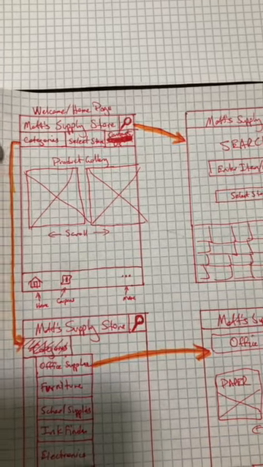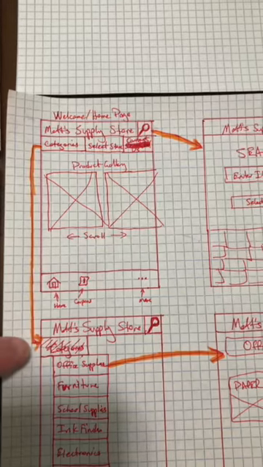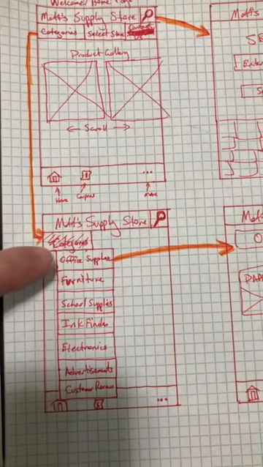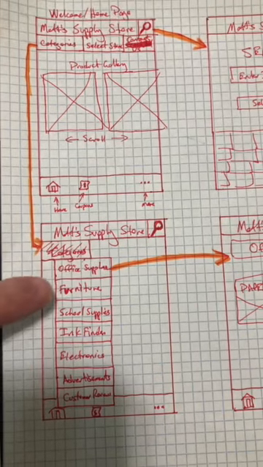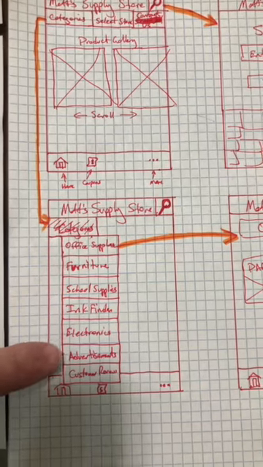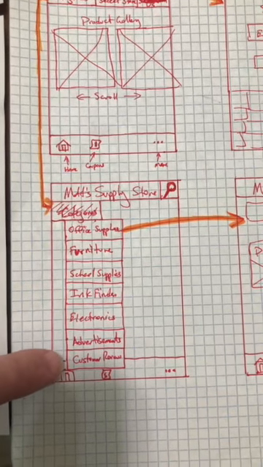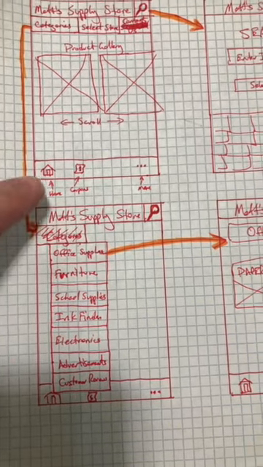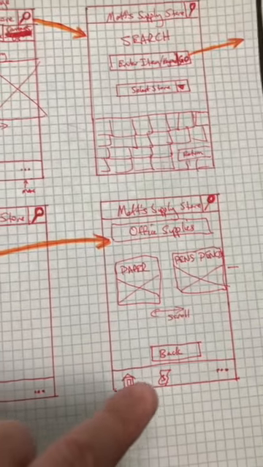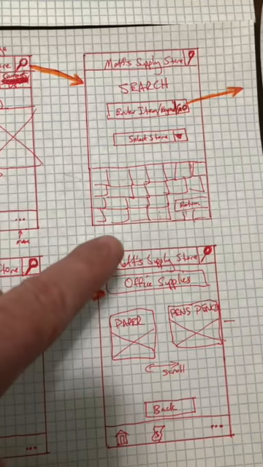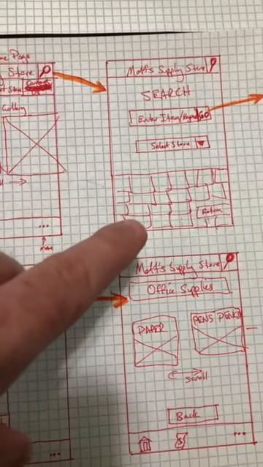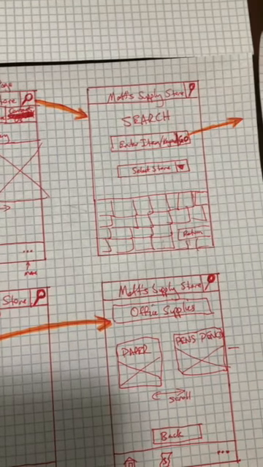So when they push the category button, it's just one example, it takes them down to a drop-down menu of different categories. It's going to filter their search: office supplies, furniture, school supplies, ink finder, electronics, and then advertisements, and then of course customer reviews. Now you notice that this navigation bar will stay on every page that we have. One of the things that it will not stay on is when you pull up the keyboard. It's not going to be over the keyboard. It's actually going to be underneath the keyboard.